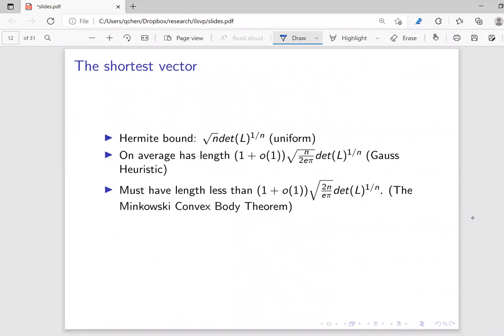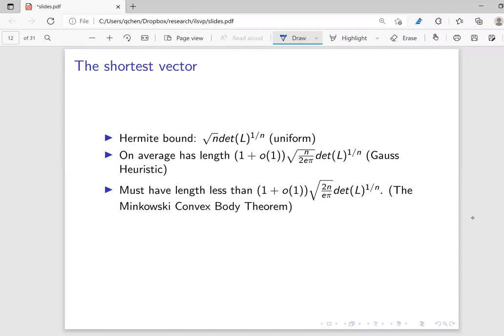For the shortest vector, we know a little bit about the length. We know some upper bounds. For example, there is the Hermite bound: the Euclidean length is going to be less than square root of n times the determinant of the lattice to the power 1 over n. And this is a uniform bound. And then there's the Gauss heuristic, which basically says that on average you should have a length of square root of n over 2 e pi times the determinant of L to the 1 over n.